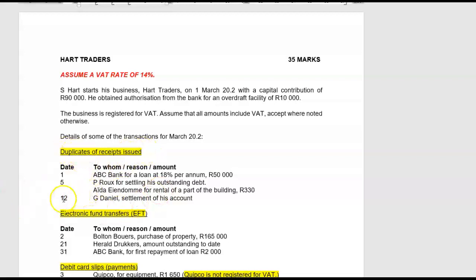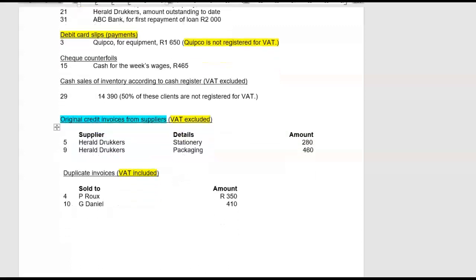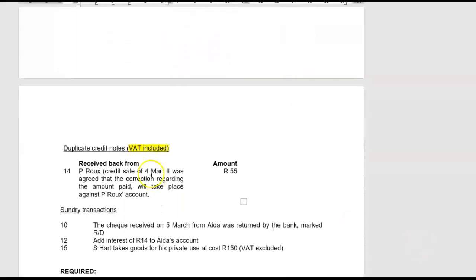Duplicate of receipts issued on the 12th. We've done that one. The next one then must be on the 14th.